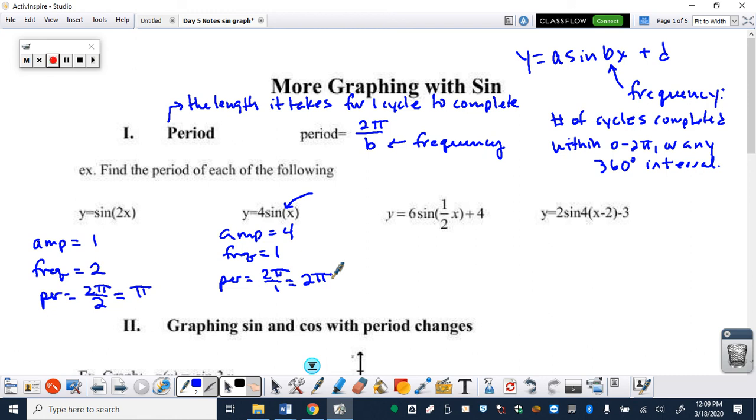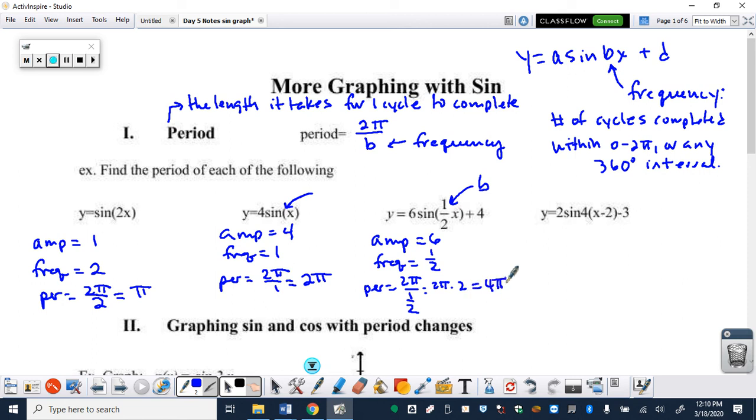In number 3, the amplitude is 6. Notice that the frequency, the b value, is 1/2. So you have to be a little bit more careful when we're calculating period here. It's 2 pi divided by 1/2. And remember, we do a keep, change, flip. When we're dividing fractions, we keep the first fraction, change division to multiplication, and flip the second fraction. So period here is 4 pi.